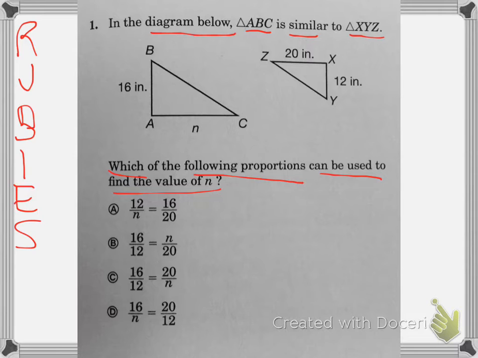So now what I need to do is figure out what sides correspond to the other side, or which sides match. So when I look here, I see that side BA and its corresponding side is going to be side XY. Then I look and see that side AC is going to be the same as side ZX.